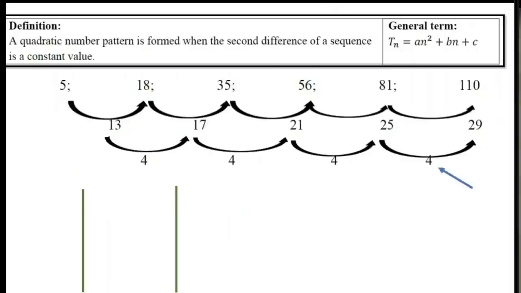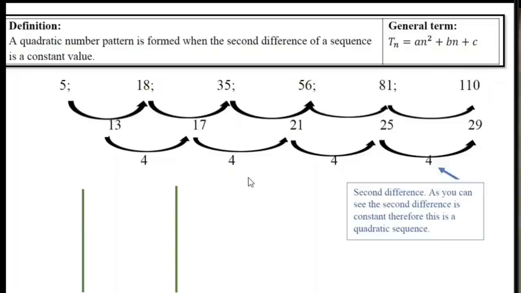So, if we look at a quadratic number pattern, it is formed when the second differences of a sequence is a constant value. So, if I give you the number pattern 5, 18, 35, 56, and I subtract 5 from 18, we get 13, 18 from 35 is 17, and continuing like that, we get 21, 25, and 29. If I now subtract 13 from 17, we get 4. 17 from 21 also gives me 4. These are called our second differences. As you can see, the second difference is constant, therefore it is a quadratic sequence.